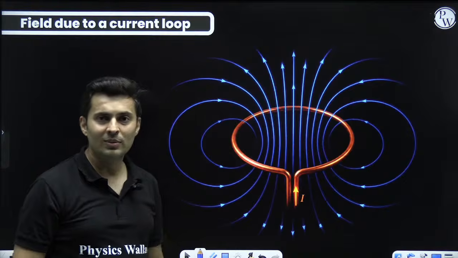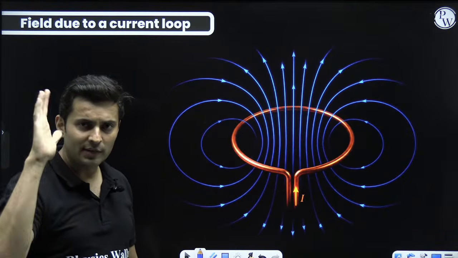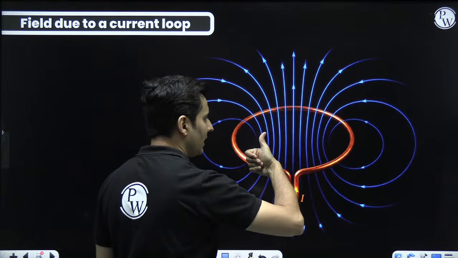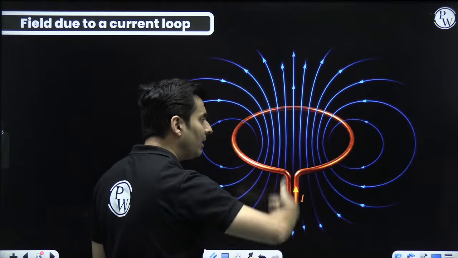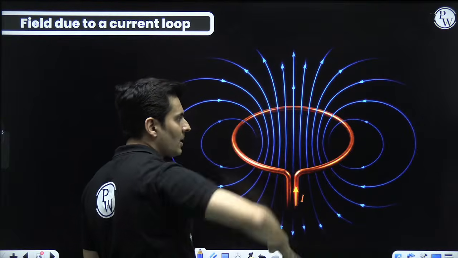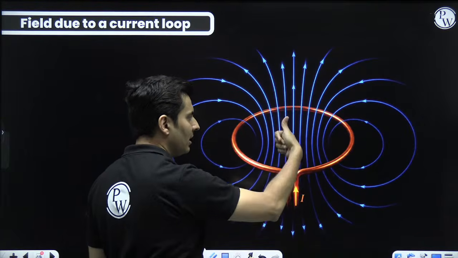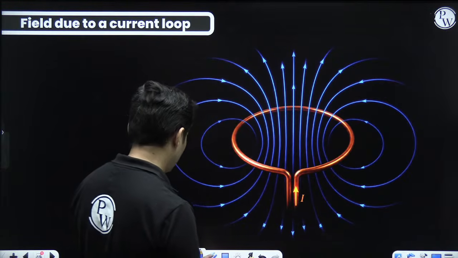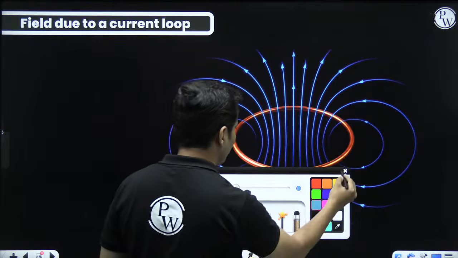Here also you will see that if you take the fingers of your right hand and curl them in the direction of the current, automatically the thumb tells you the direction of the magnetic field. The fingers curl like this, thumb points up, the magnetic field is going from inside to outside like this. I think some arrow marks are again wrong over here.